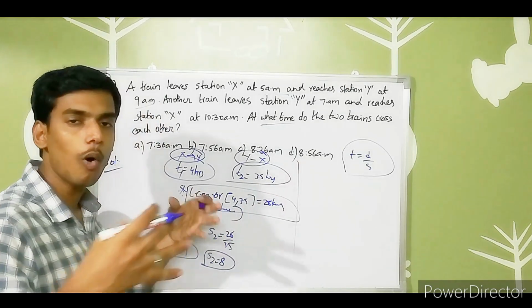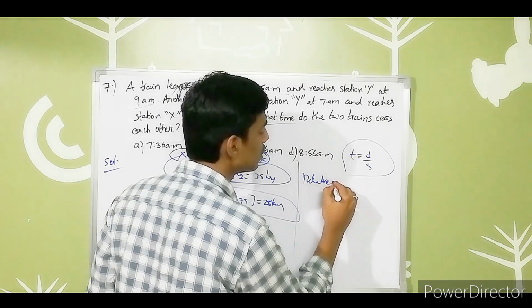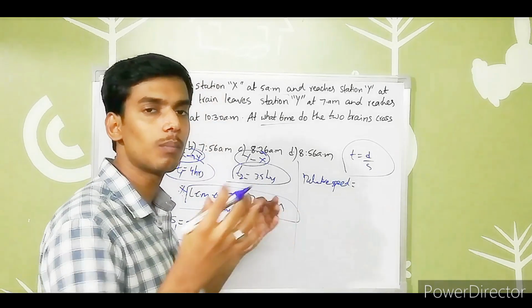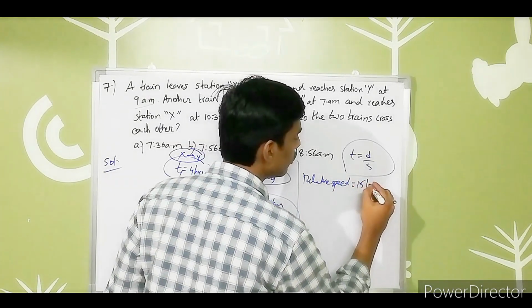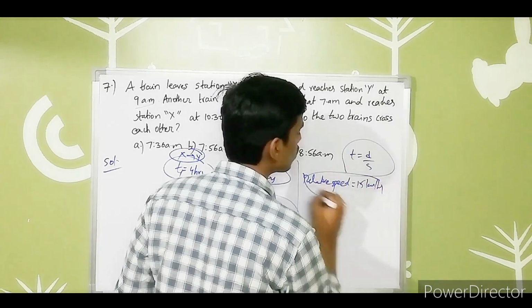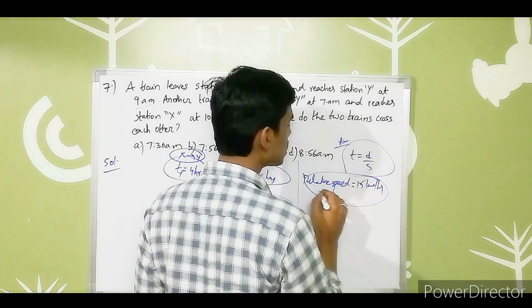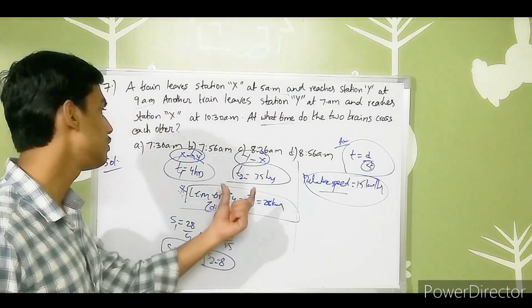As they are coming in opposite directions, the relative speed is positive, which means we have to add both speeds. So 8 plus 7, we get 15 kilometers per hour. So in this result we got the speed, and now we have to find the distance between the two trains.